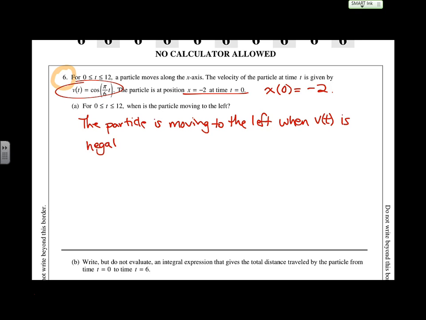What am I going to say next? I'm thinking through what the question is saying. Moving to the left, velocity is negative. Okay, cool, state that. Now it's time for my analysis to figure out what that is. We only have from 0 to 12, sadly it's not a graphing calculator problem. How do I make a sign chart?